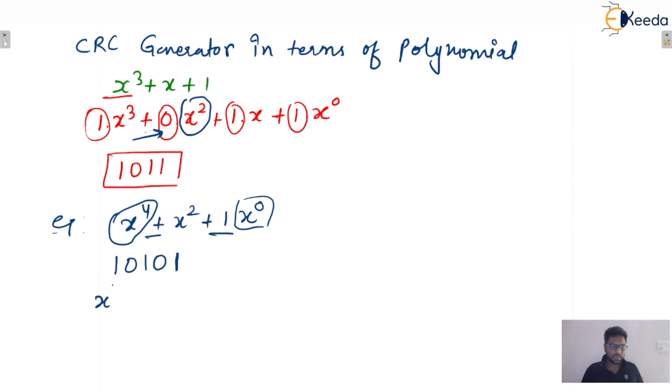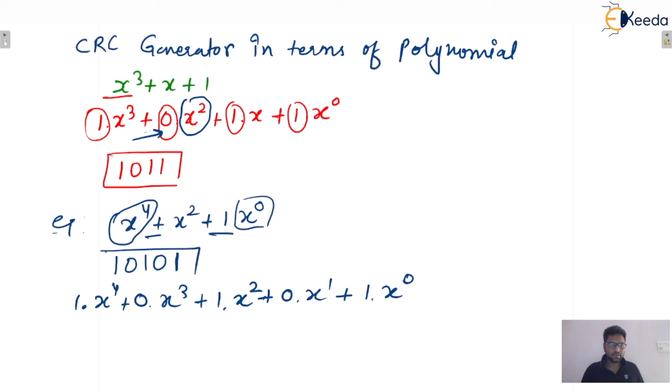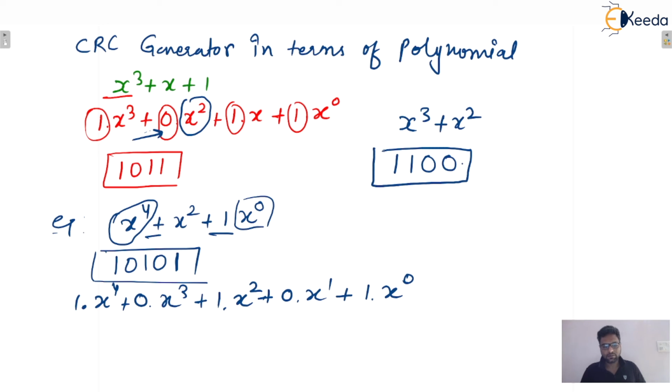Or you can write it simply: 1 is multiplied with x power 4, 0 with x cube, 1 with x power 2, 0 with x power 1, and 1 with x power 0. X power 0 means 1, that's why it is not written. In this manner, whatever generator is given, you can easily identify the binary format. Let's say the generator is x cube plus x square. For x cube it is 1, x square is also 1, x power 1 is missing so 0, x power 0 is also missing so 0. That will be the CRC generator.